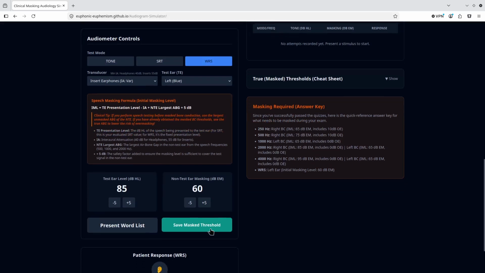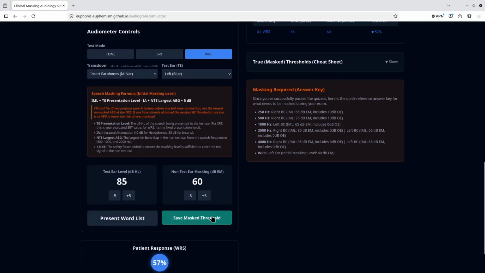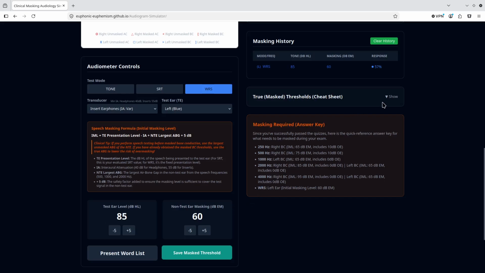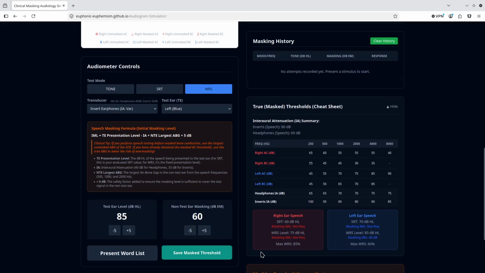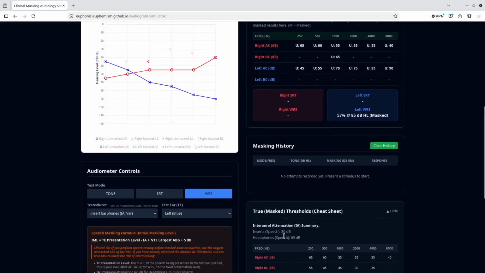Let's see how well this works out. We're going to go ahead and present the word list, and let's see what this score turns out to be. We're going to look at our cheat sheet here. First, we'll see if this matches up. Initial masking level of 60 dB matches up with what we had. So I'm getting my bugs and errors corrected apparently. And let's see what our PB max is. PB max was 60% and our score was 57%. So that's right. 85 dB with 60 dB of masking. We got that right. We're going to save our mask threshold there for word rec. Got that part fixed.